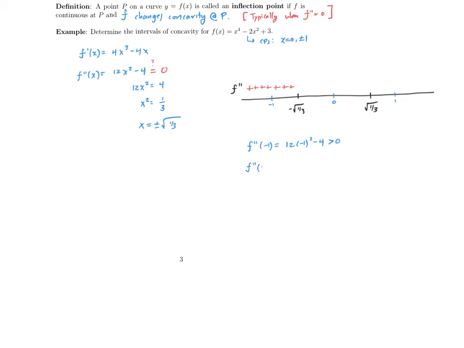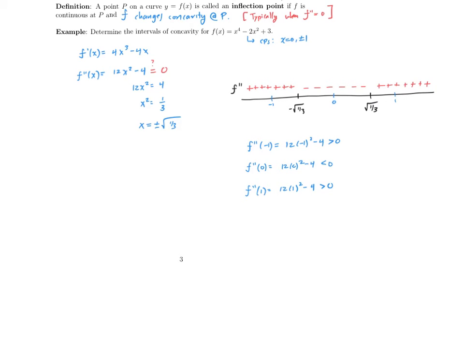Similarly, at 0, f double prime is 12 times 0 squared minus 4, which is negative, which means that f double prime is negative on this entire interval. Similarly, f double prime of 1 is 12 times 1 squared minus 4, which is positive. And we have now determined the intervals of concavity for this function f.